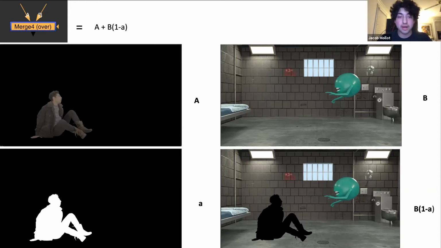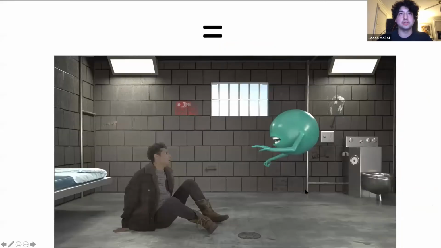So B is the background, A is the foreground, lowercase a is the alpha, and then the confusing part is what does B times 1 minus A mean? All that means is that you're taking the inverse of this alpha and you're putting it on top of the background. All that means is that I'm going to punch out the hole in the background where this character is going to go. So that's all that means. So when you add B times 1 minus A plus A, you get that.